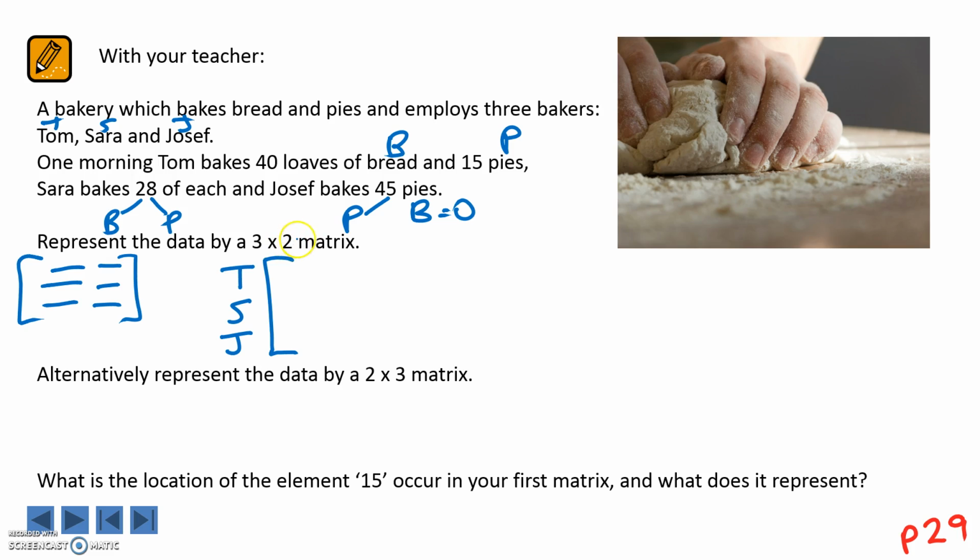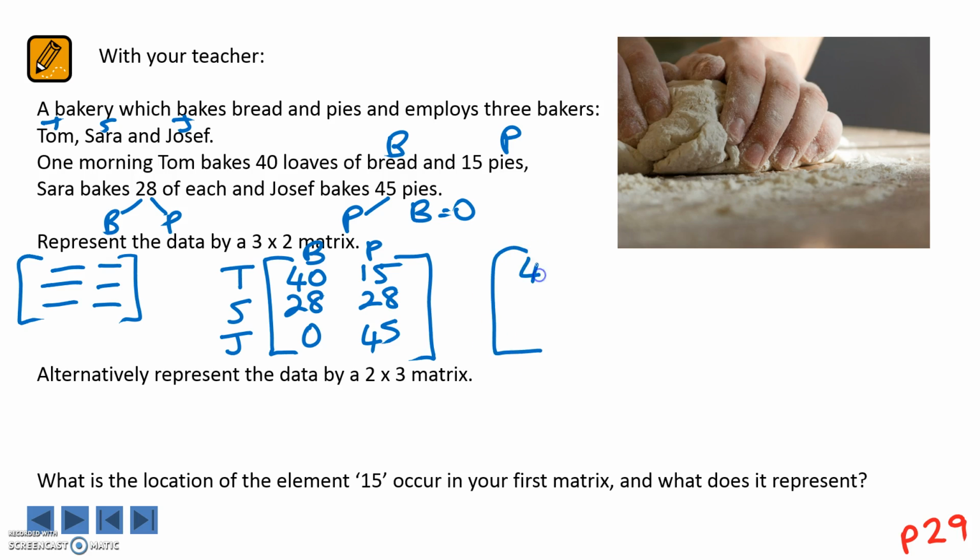And then we've got columns. We're talking about bread and pies. Okay, so Tom makes 40 loaves of bread and 15 pies. Sarah makes 28 of each, and Joseph just bakes 45 pies, and he doesn't make anything of the other one. So that's the way that we would write a matrix. When you're familiar, you can chop off that information that's on the outside, because you know that this second column and the last one here is talking about Joseph and the number of pies he makes.